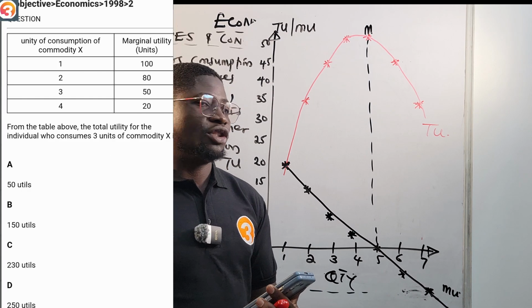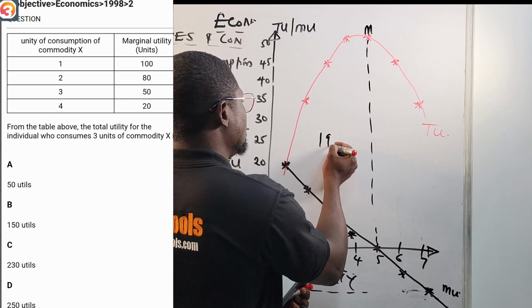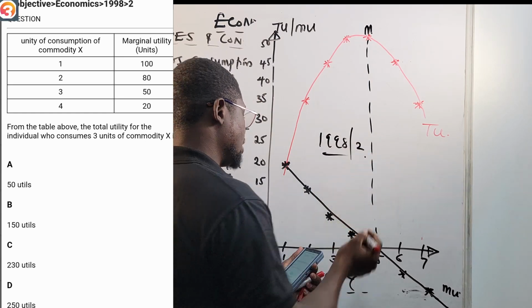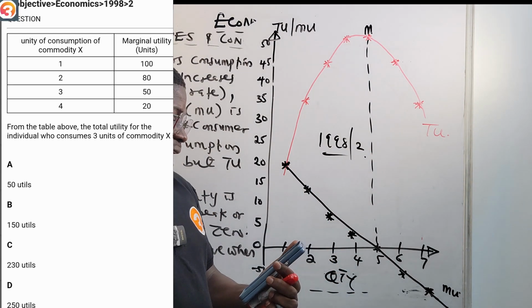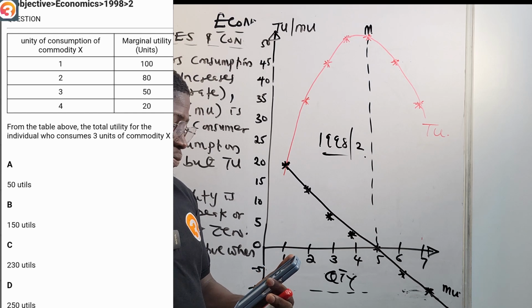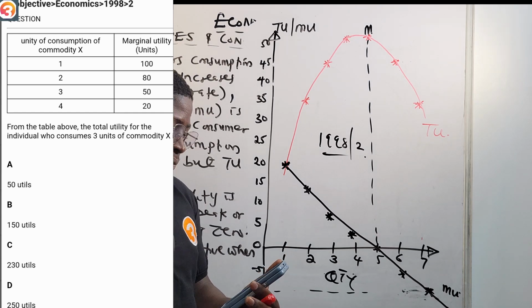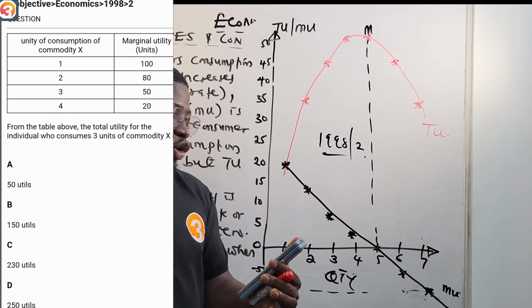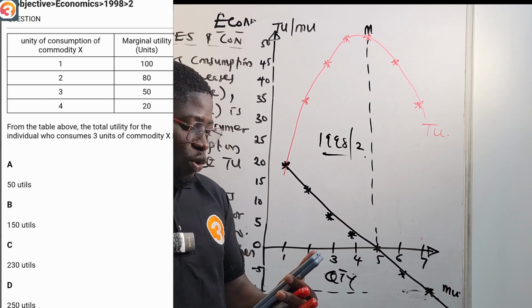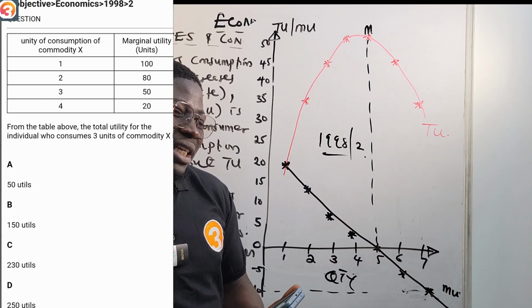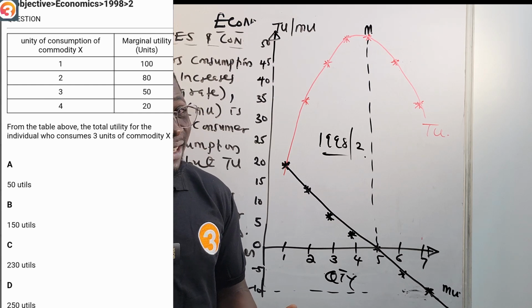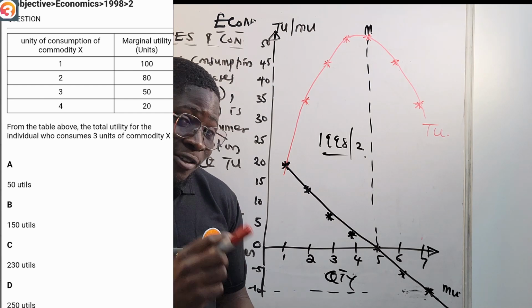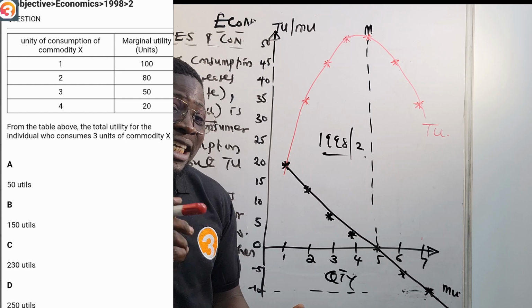Okay. Let's see more questions. This is a 1998 question number 2. We are given a table of units of consumption of commodity X and marginal utility in units. It says, from the table above, find the total utility for the individual who consumes 3 units of commodity X. They are not saying 4 units. So the table gave us 4 units, but the question is asking us for 3 units.